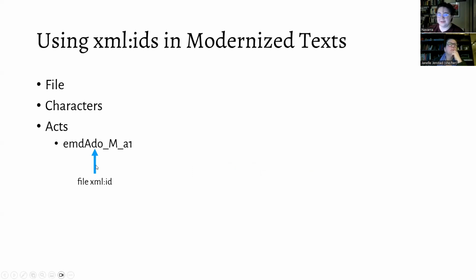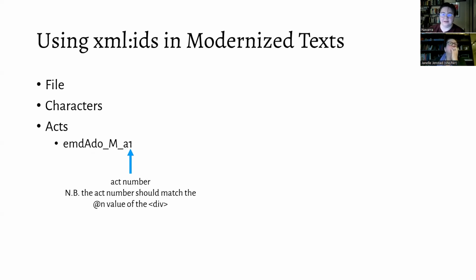Hopefully the pattern becomes familiar quite quickly. We begin with our file XML ID, emd ado_m. We have an underscore, and then we have A for act, and then the number. The number should match up with whatever the N value is on the div. So that was act 1. This is A1 on the XML ID.